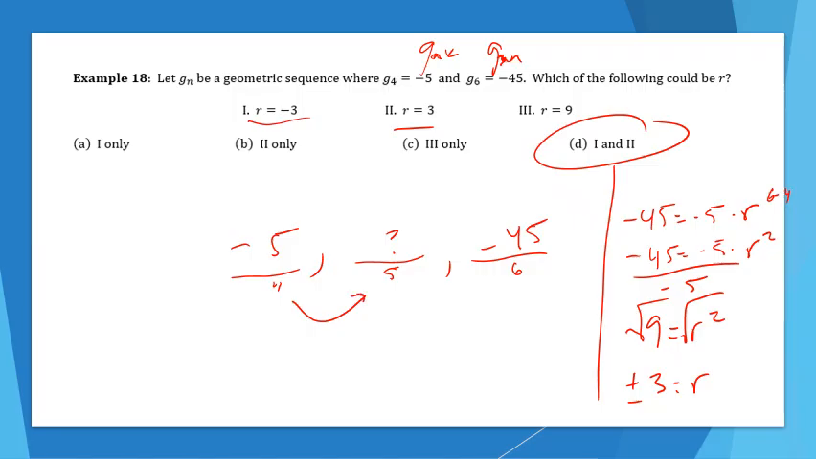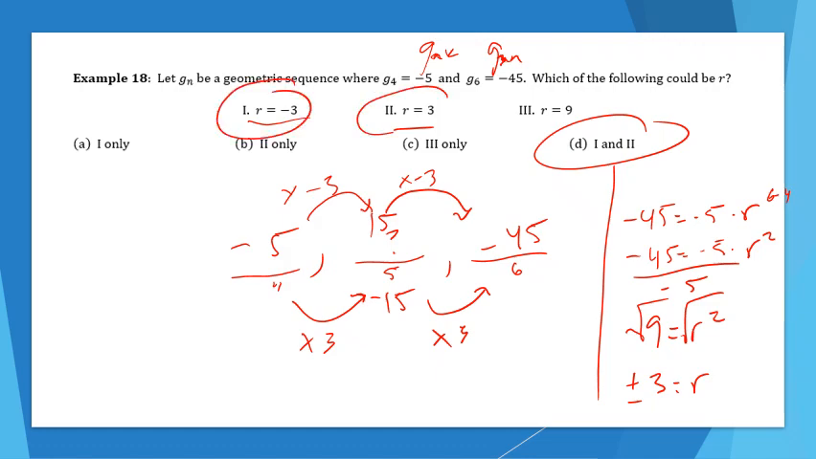It also makes sense, right? If we take -5 and you multiply it by 3, you're going to get -5 times 3 is -15. -15 times 3 is -45. But also if we multiply it by -3, then you should get the same answer from your fourth to your sixth term. So -5 times -3 is +15, times -3 is -45. So both of these would work. So D would be the correct answer there.